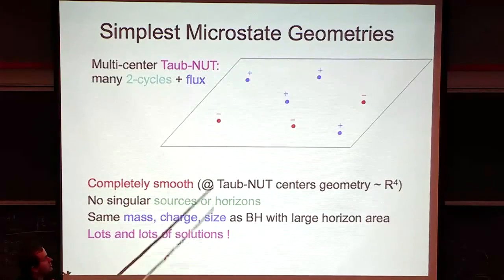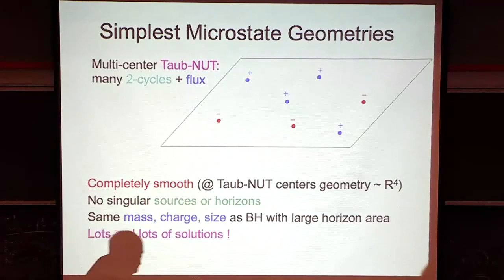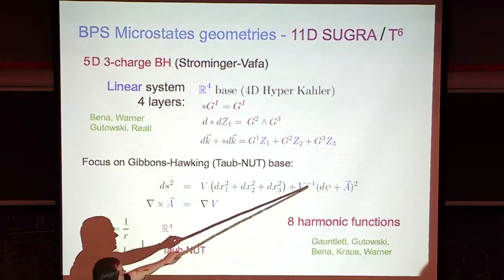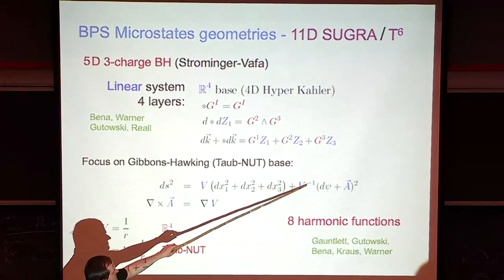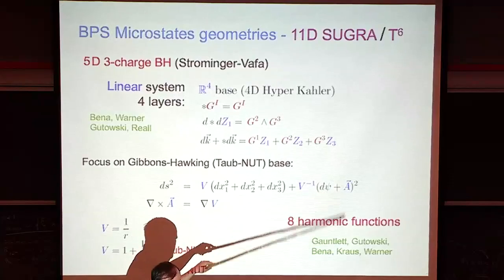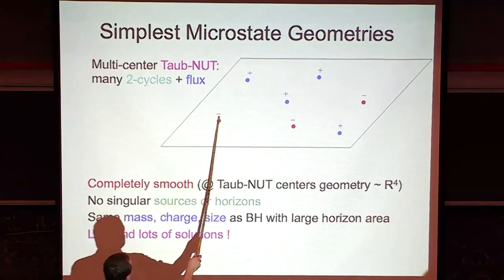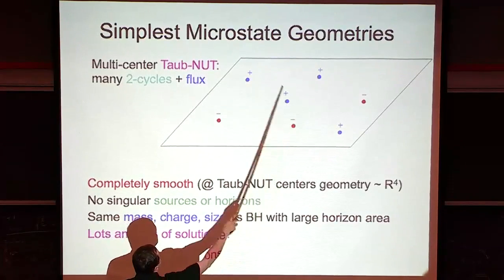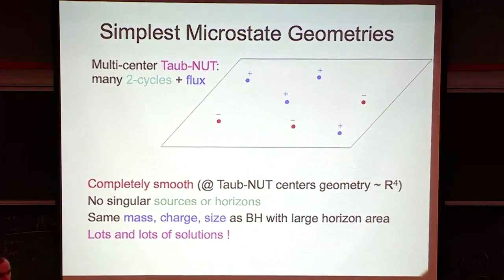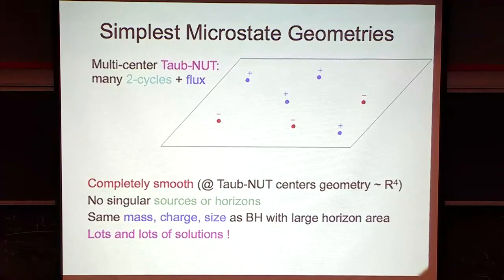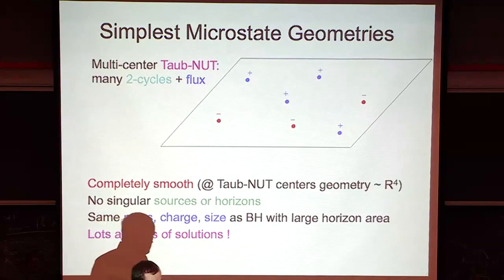But it has a non-trivial topology because at each top-knot center, the top-knot fiber shrinks to 0. As you see from here, this function V has a pole. And when the function V has a pole, the fiber psi shrinks. And because the fiber psi shrinks, you basically have a 2-cycle running between each two centers. You have many two cycles in this problem. And you can actually go ahead and put these 8 harmonic functions and do a bit of work. Okay, it took us about two years to figure this out. And then you're actually going to find lots and lots of solutions which have the same mass and charge and size as the black hole, but have no horizon.